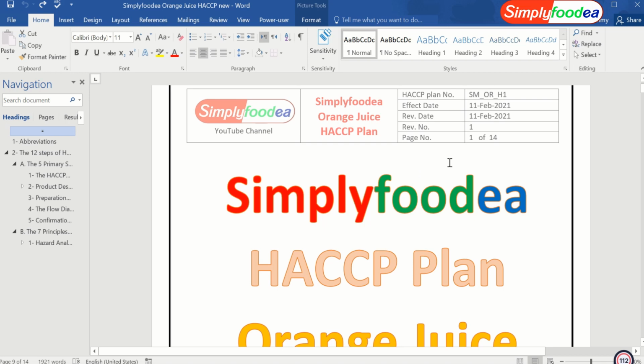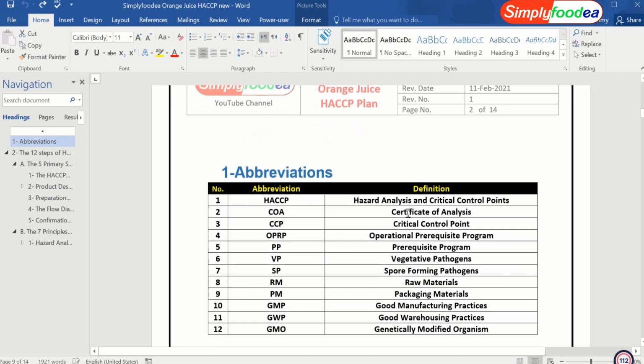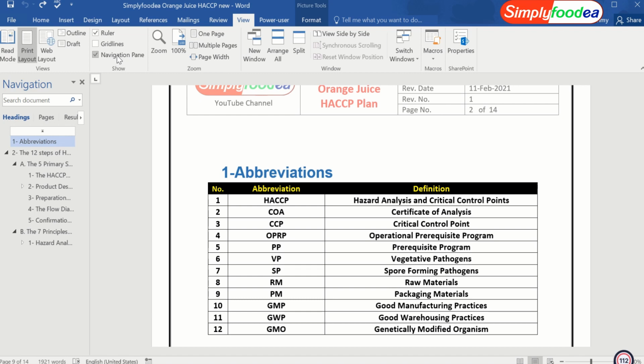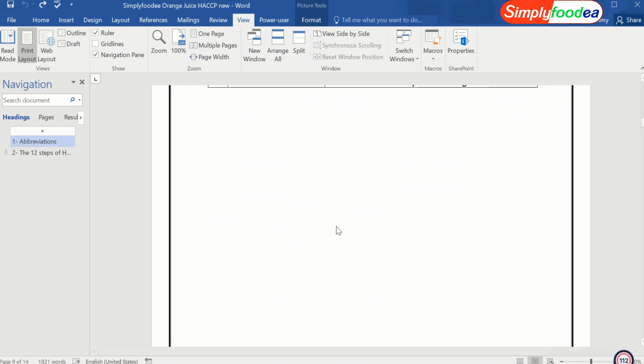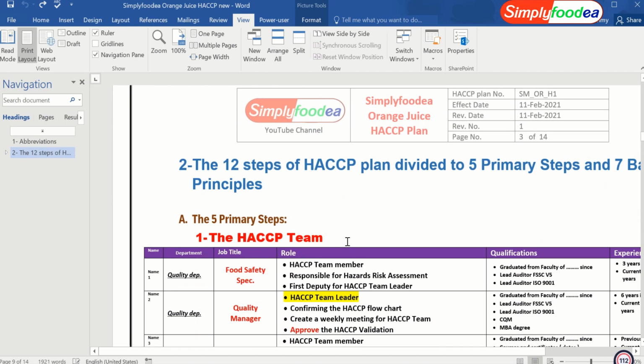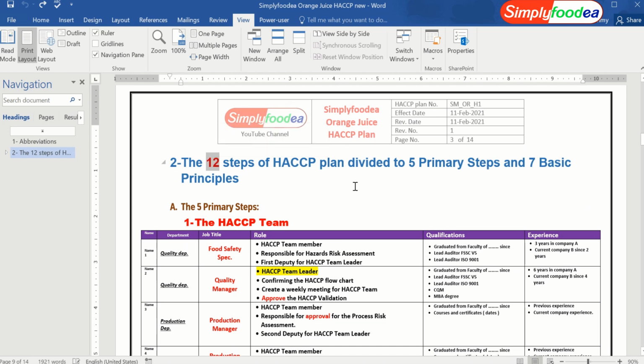We have trained how to make a cover page for your HACCP plan. Then we have done the part of the abbreviations and how we can go through the navigation pane, which gives you quick access to your Word document. After that we have done the part of the steps of the HACCP plan, which is 12 steps divided into 5 primary steps and 7 basic principles.